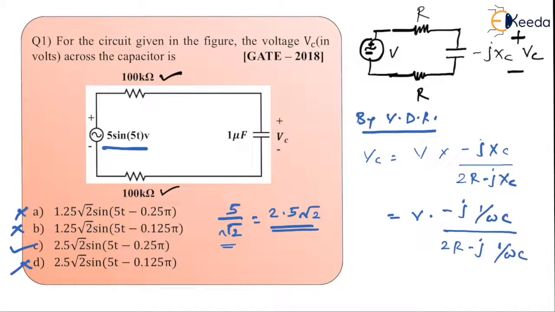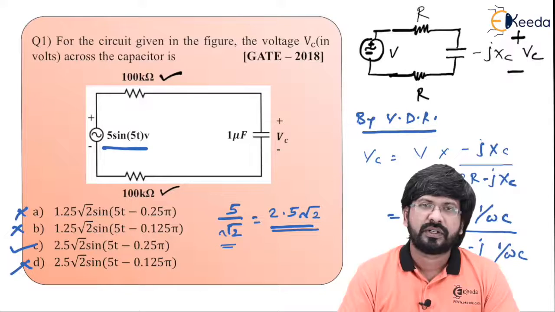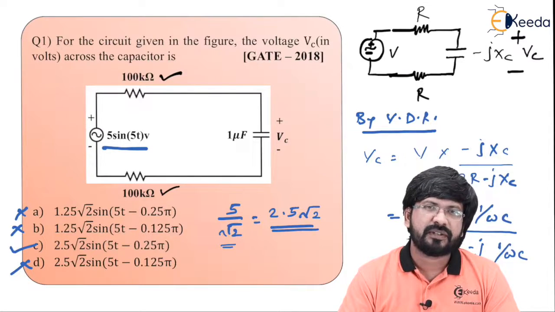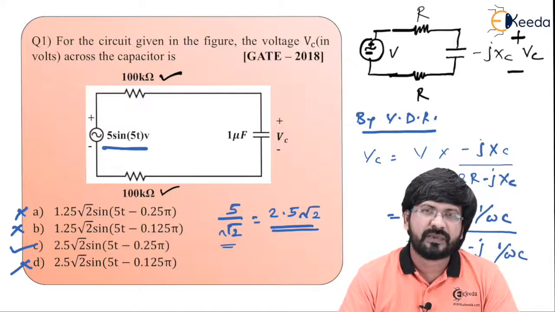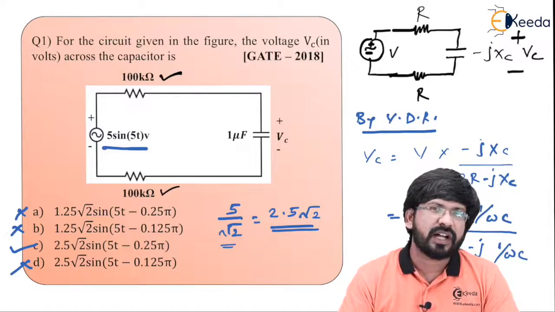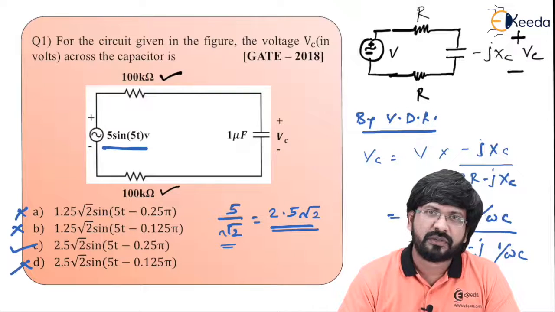I'm sure you understood this sum. Actually these sums are very easy. Only thing is you should be very much comfortable with DC circuits and the basic laws, that is KVL, KCL, as well as voltage division rule and current division rule. I'm sure you must have understood question number 1. Let's start with next question now.